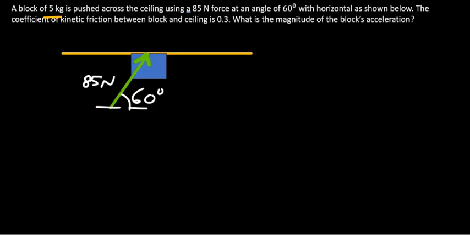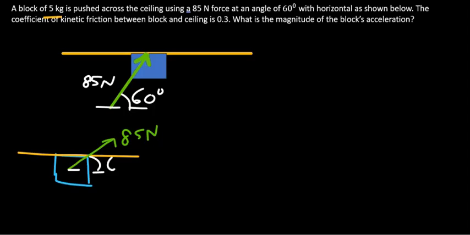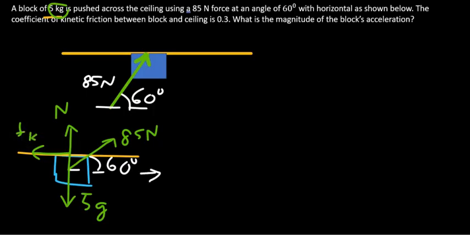Let's look at the free body diagram. So you have this block, and you have that ceiling right there. So you have 85 newtons acting like that. That is the applied force at an angle of 60 degrees with respect to the horizontal. You have the weight, which is 5 times gravity, because we know the mass is 5 kg. Now there is this normal force like that, and there is this kinetic friction like that. And the block is accelerating rightward with an acceleration a.